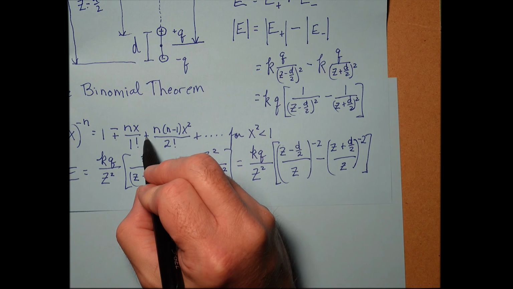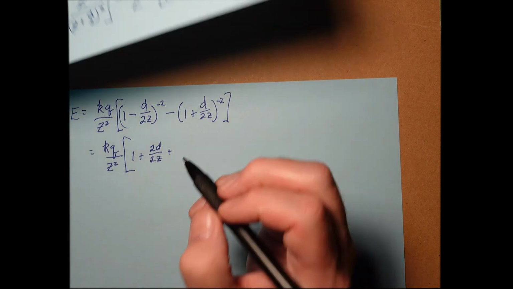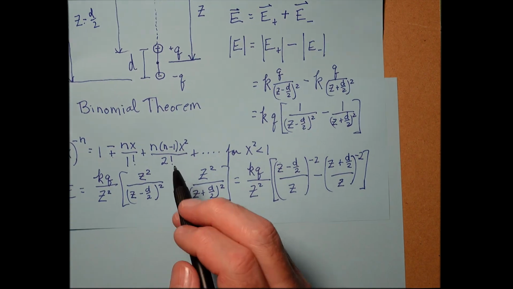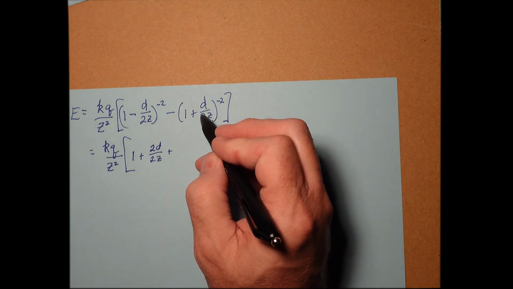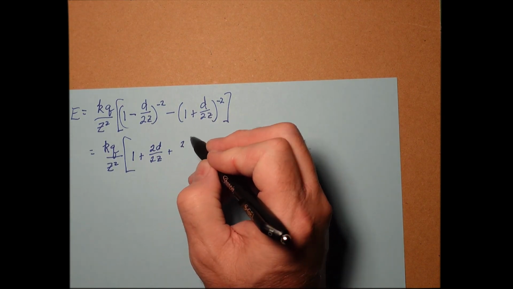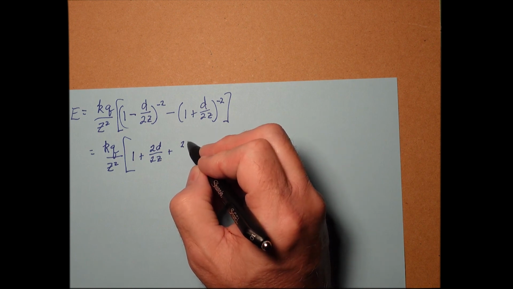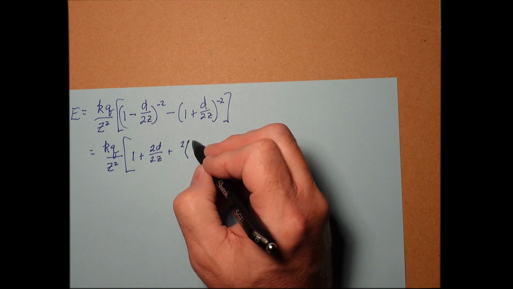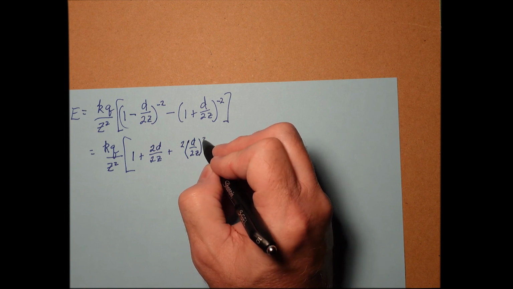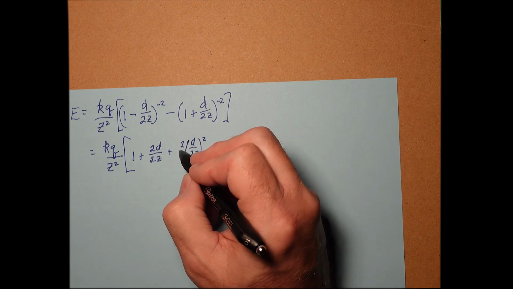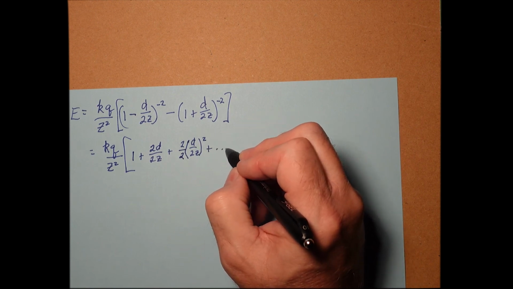Now, the next is just plus n times n minus 1 times x squared over 2 factorial. So the n is 2, times n minus 1, which is just 1, multiplied by x squared, and x is d over 2z, squared, divided by 2 factorial, which is 2, plus, and dot, dot, dot.